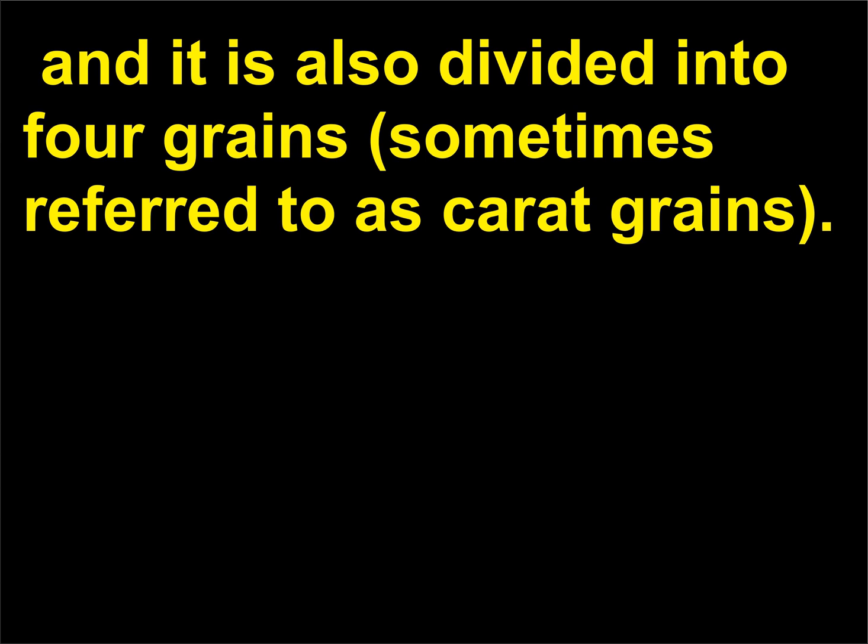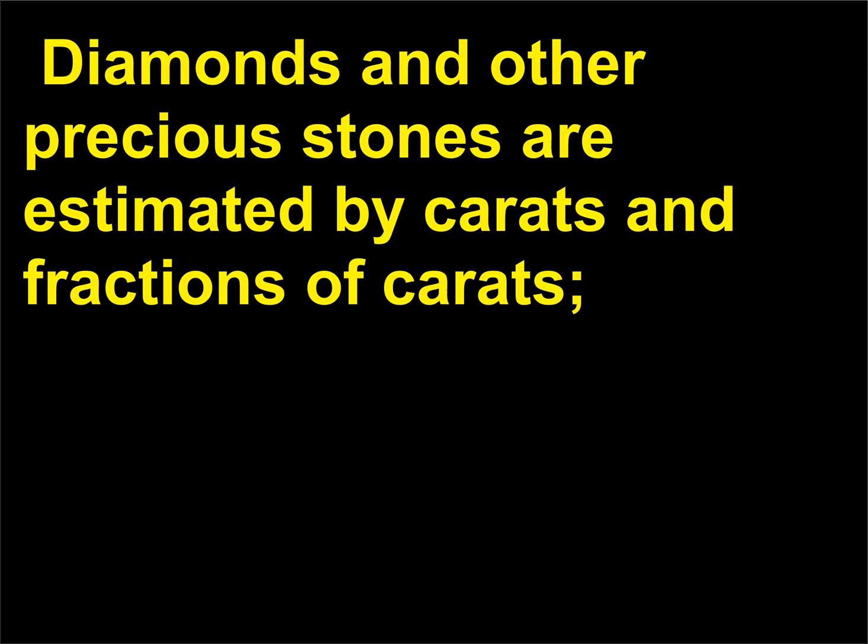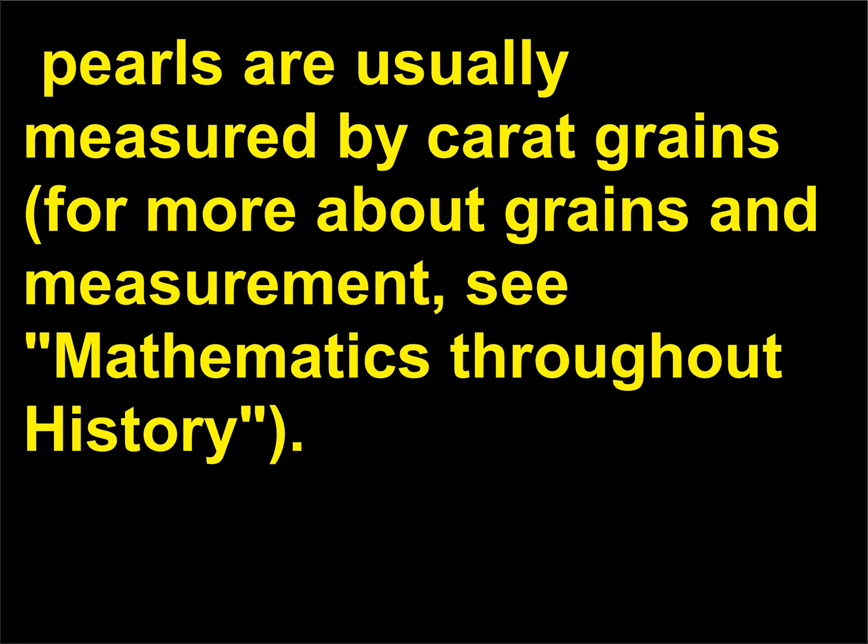and it is also divided into four grains, sometimes referred to as carat grains. Diamonds and other precious stones are estimated by carats and fractions of carats. Pearls are usually measured by carat grains. For more about grains and measurement, see Mathematics Throughout History.